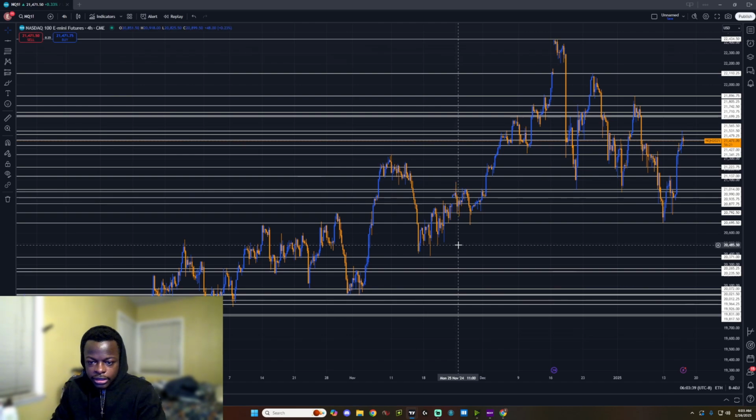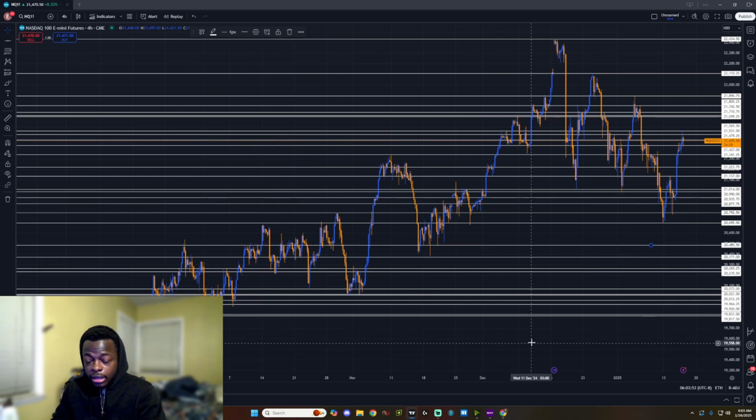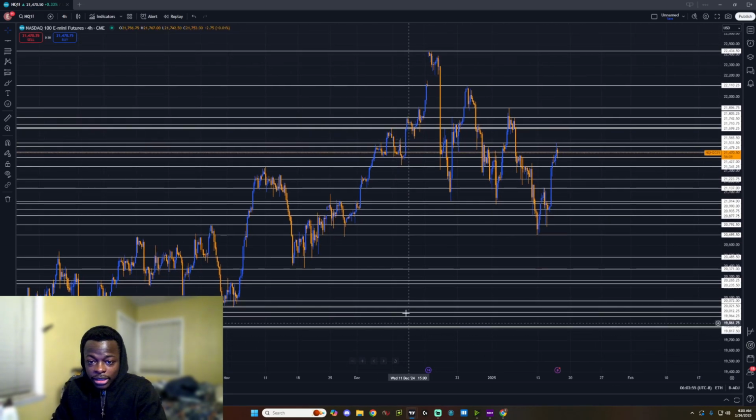And then, yeah, this looks like a good spot as well. As you can see, price is playing around right here. Playing around right there. Okay, that's the simple way to do it. And then we just move down to the hourly.